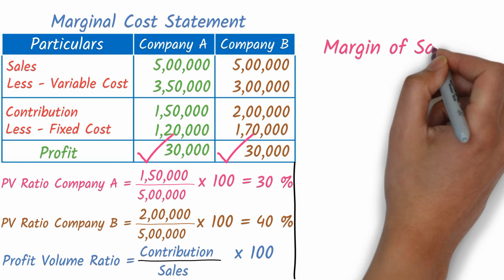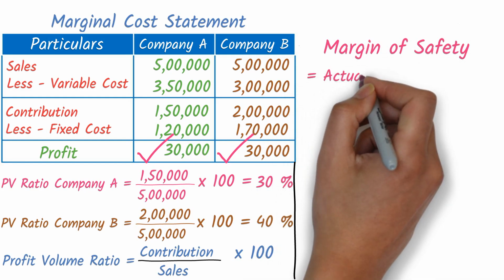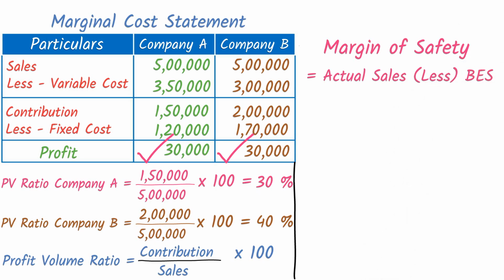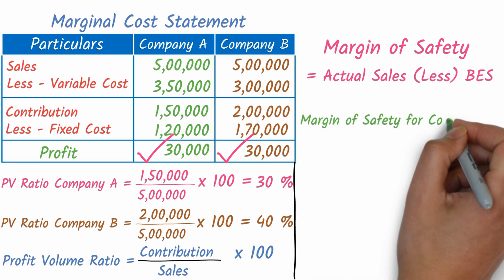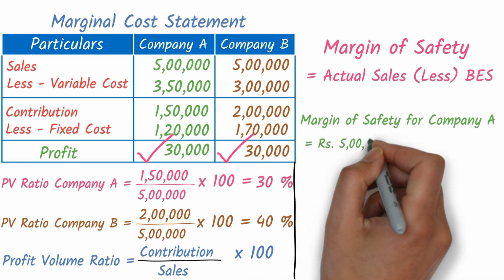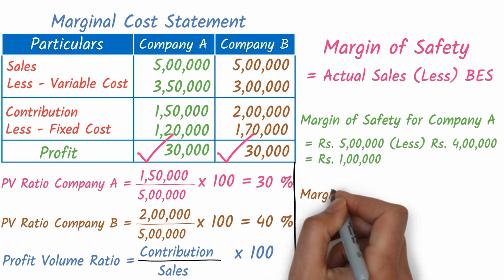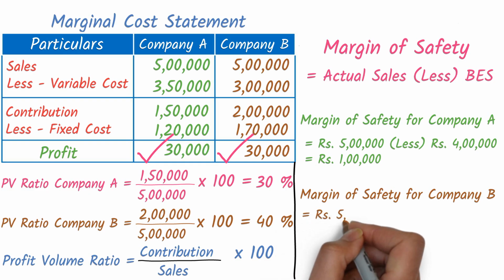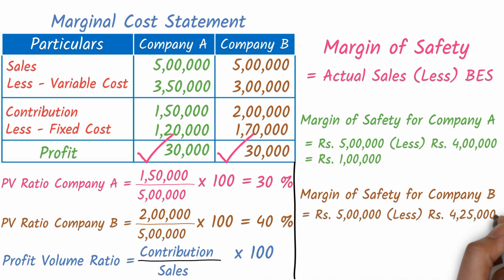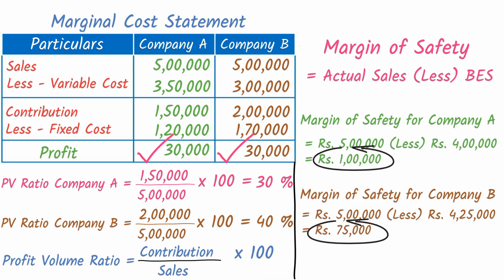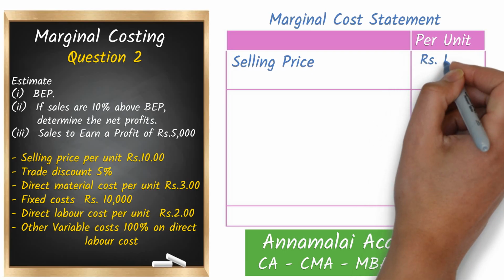Margin of safety. When you know the actual sales and break-even sales, just deduct the break-even sales from the actual sales. So margin of safety for company A is 5 lakhs minus 4 lakhs, you get 1 lakh. Likewise, margin of safety for company B, actual sales of 5 lakhs less break-even sales of 4,25,000, you get 75,000. Comparing these two margins of safety, company A is much safer than company B. Though it seems both companies are earning the same profit, company A is in a safer zone.